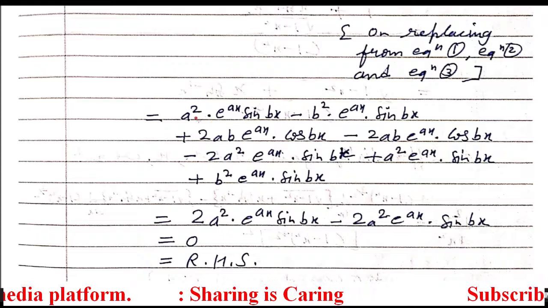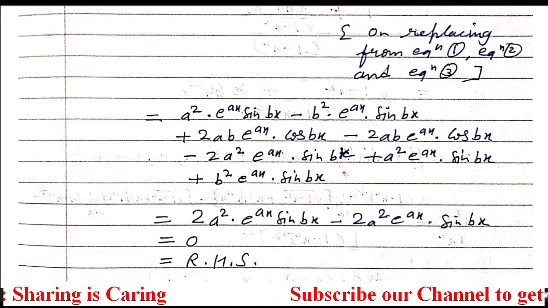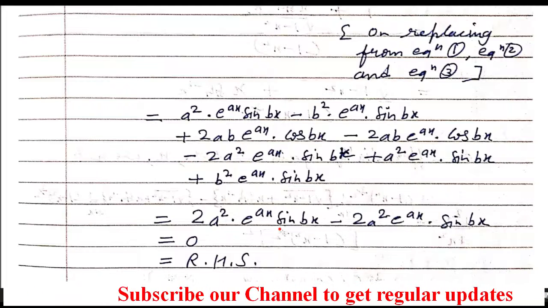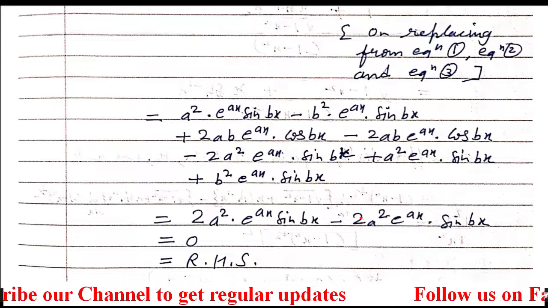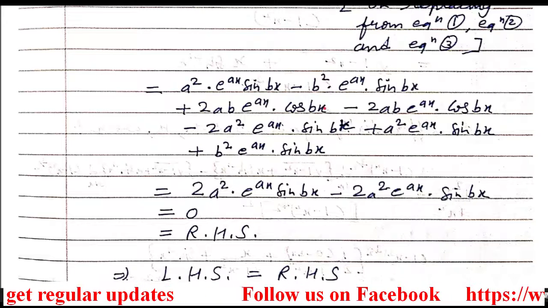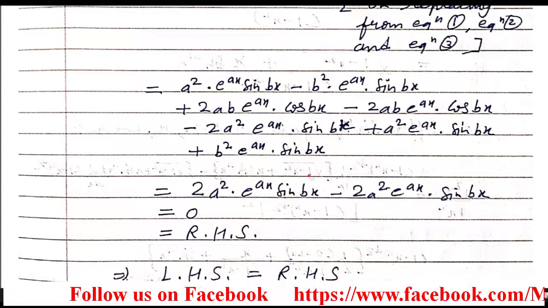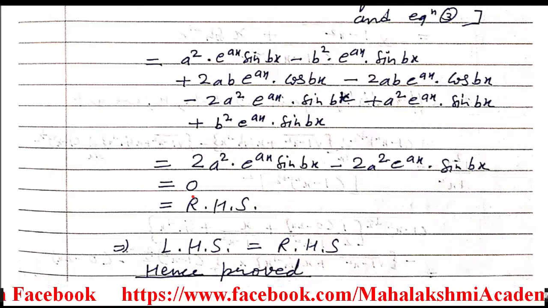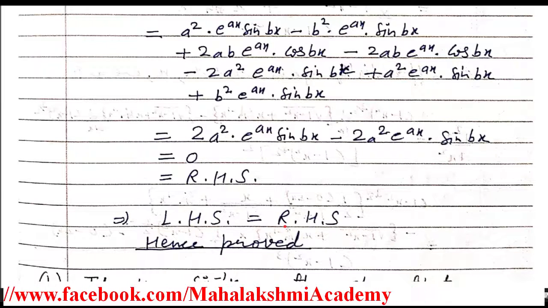Now here this term is a square, and one more a square is there here, a square e to the power ax sin bx. So these two will get added, so we'll get positive 2a square and this term. Now finally they will also get cancelled and we'll get 0 as the answer. After opening the bracket, the simple plus and minus you can do by yourself, and after doing all these things carefully, you will get 0. That is our right hand side. Hence we proved that left hand side is equal to right hand side.